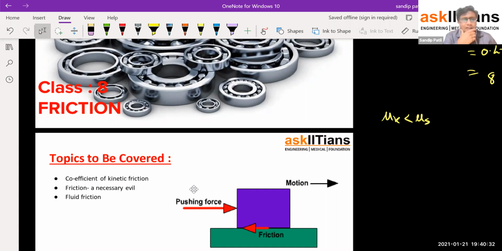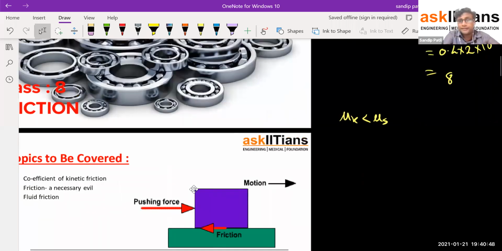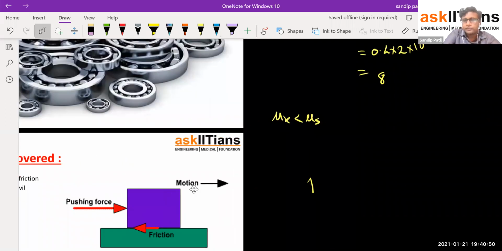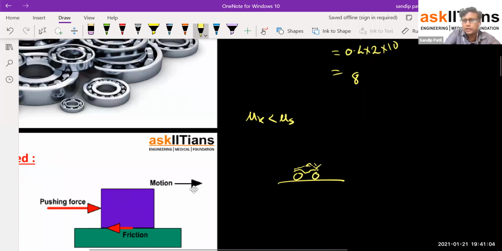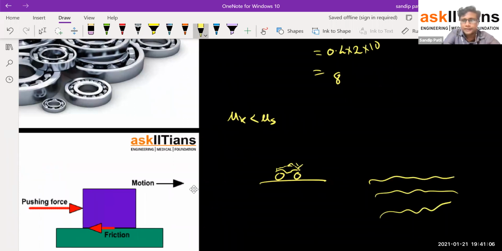Then we are also going to talk about fluid friction. Now let's take one example. Consider a ship moving in the ocean. Let's compare two cases, two examples. Let's say on the road, a bike is going like this. This is the bike. And in the ocean, a ship is going like this. A huge ship.